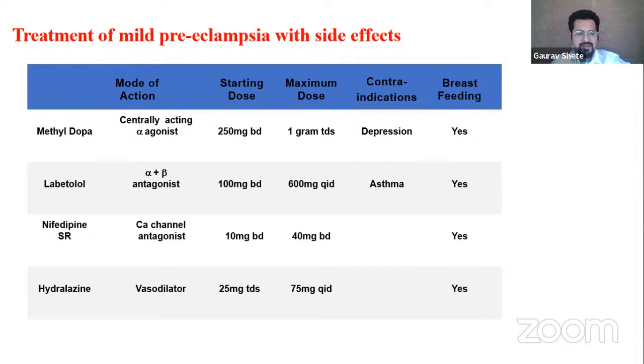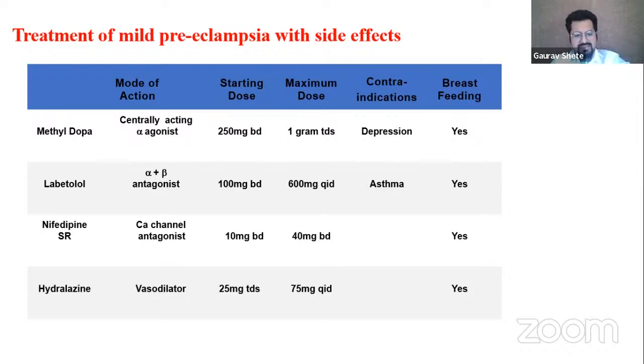Labetalol is the first drug of first line of action. It's a golden drug nowadays, commonly used. Alpha and beta blocker, 100 mg twice a day. Only contraindication is asthma. Nifedipine is a calcium channel blocker, so it basically decreases the calcium influx into the vessels, because of which there is vascular dilatation. Usually 10 mg BD is a starting dose. It can be given up to 40 mg BD or 20 mg TDS can be given.